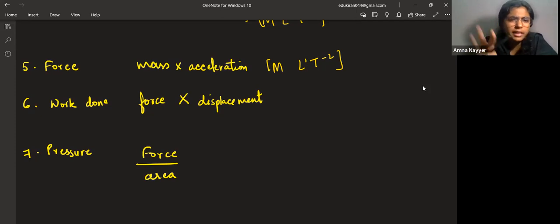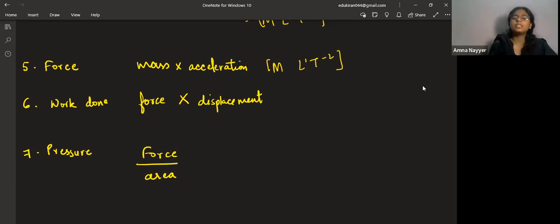If you remember these three, then work done. Pressure you can leave, but till work done, just remember these quantities as they are. Not 6, 5 quantities. First one was length, distance. Just remember these 5 quantities, and your calculation work will become much easier.